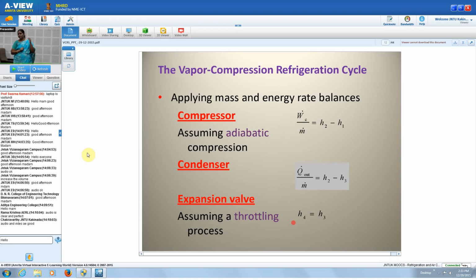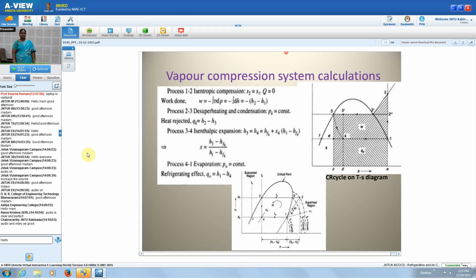So H4 and H3 you can find out from the given diagram also, pH chart or TS diagram. So directly you can take the liquid enthalpy. So 1 to 2 is isentropic compression. So here S2 is equal to S1. So in this case, if S1 is known, you can equate S2. So from that also you can find out what is the superheating temperature of the refrigerant at 2.